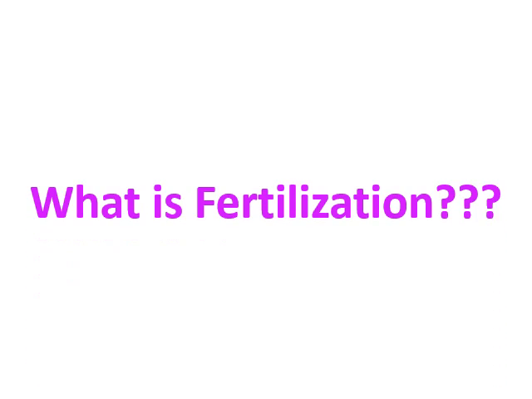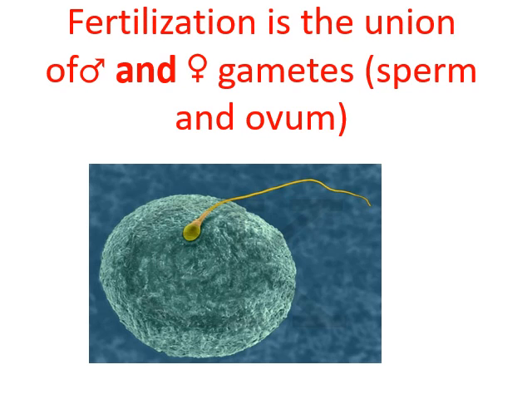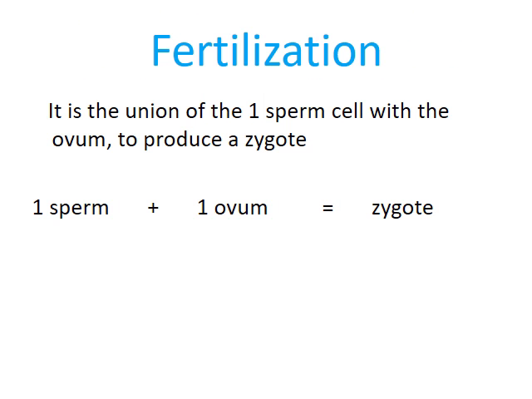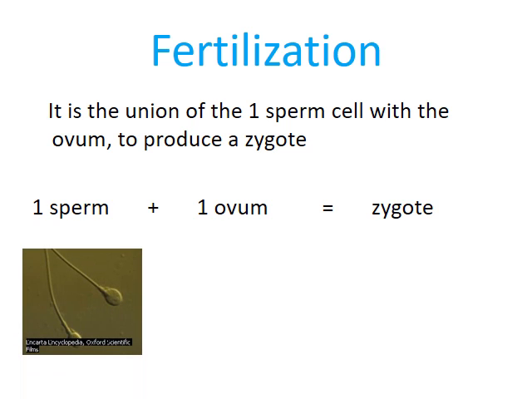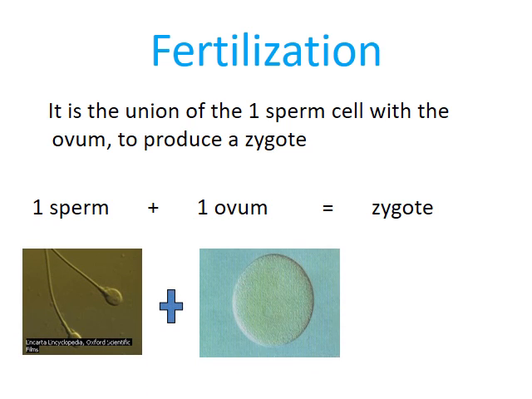So what is fertilization? Fertilization can be defined as the union of the male and female gametes, meaning that the sperm and the ovum, whenever they meet, they unite and give a zygote. So fertilization is the union of one sperm cell with the ovum to produce a zygote. One sperm plus one ovum produces a zygote.